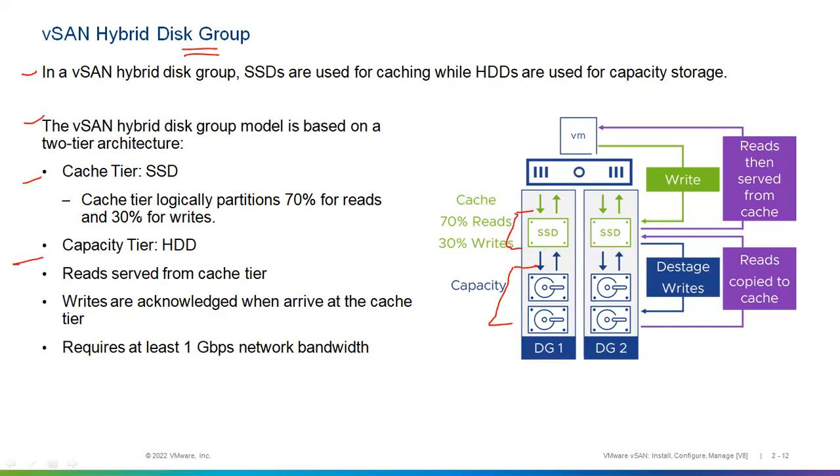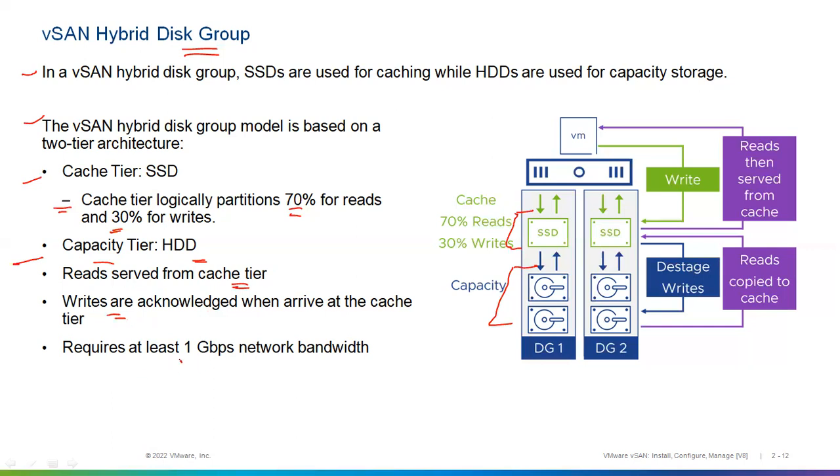Okay. So the default read/write ratio for caching data is 70 to 30 percent, because we have a lot more reads than writes. However, if we want to change this value, we can change it from the cache setting. Capacity tier is my HDD. All reads are served through the cache tier. Writes are acknowledged when they arrive at the cache tier.